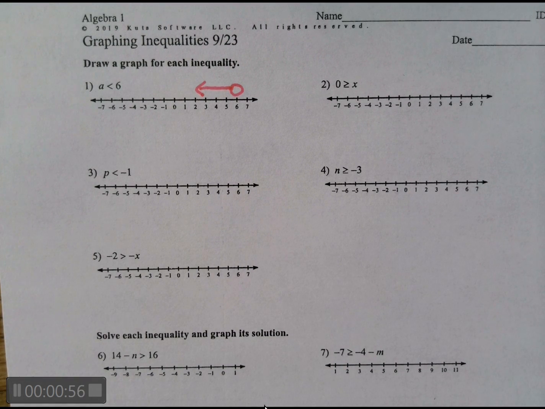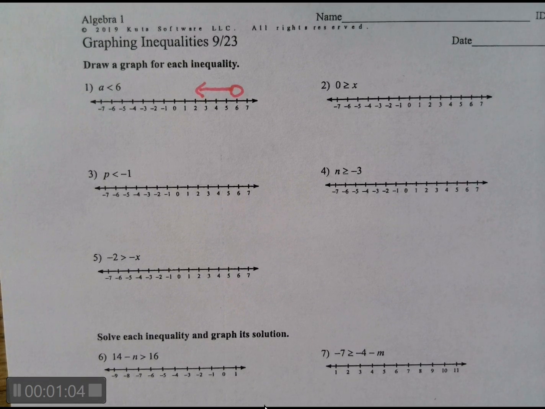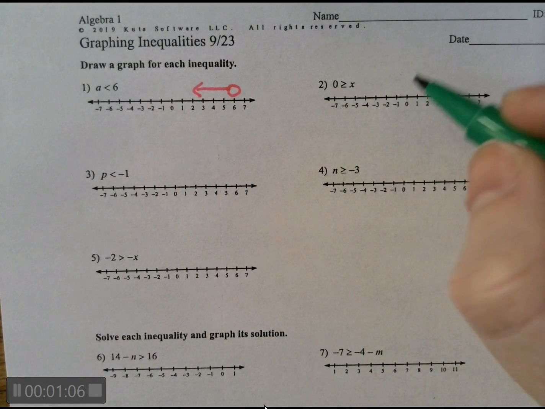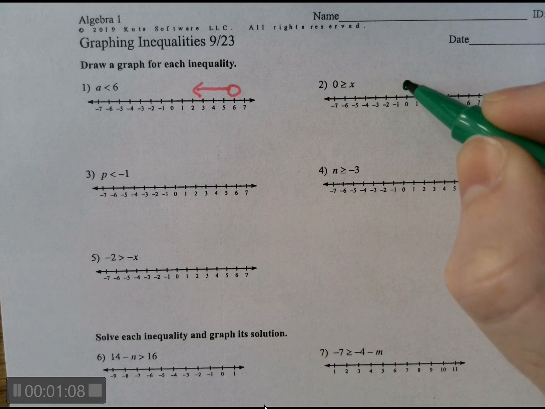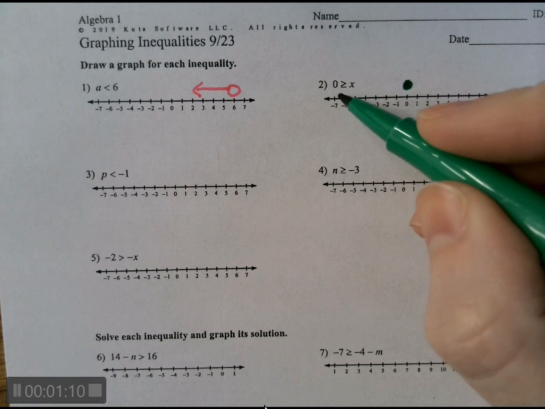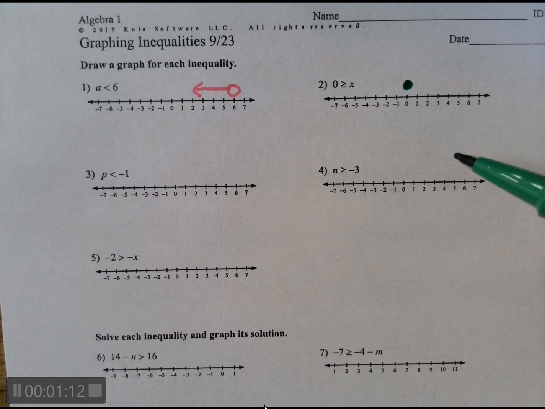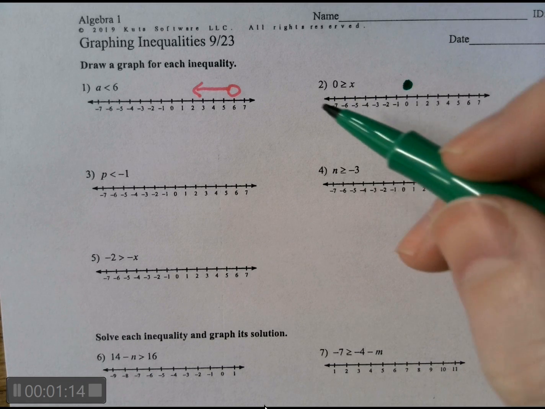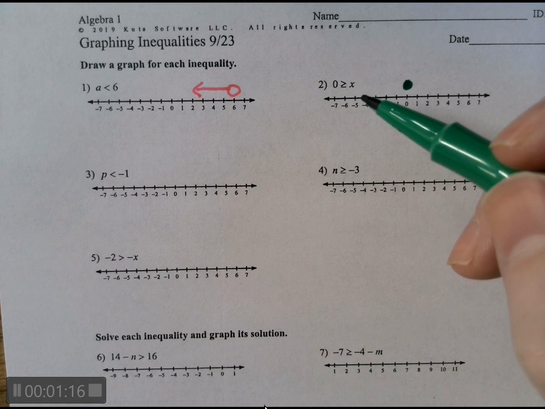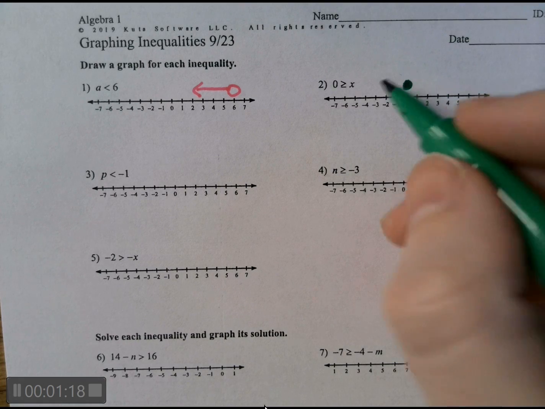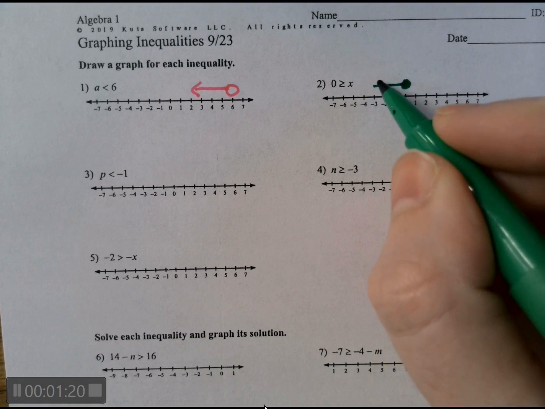Alright, number 2. 0 is greater than or equal to x. Okay, so we need to have a circle at 0, and is it going to be open or closed? It's going to be closed because of the line underneath our inequality sign. And since 0 is greater than or equal to x, we need to include all of the numbers that are less than 0.